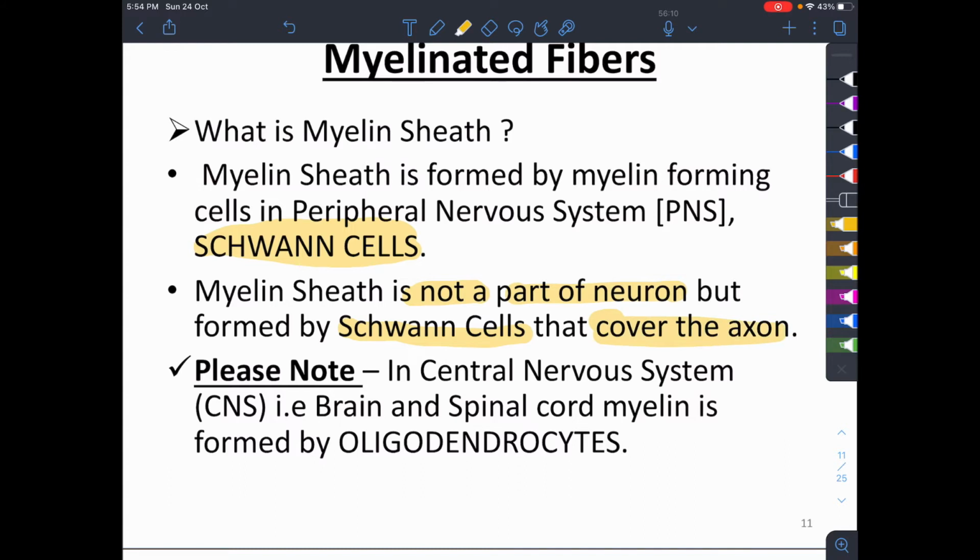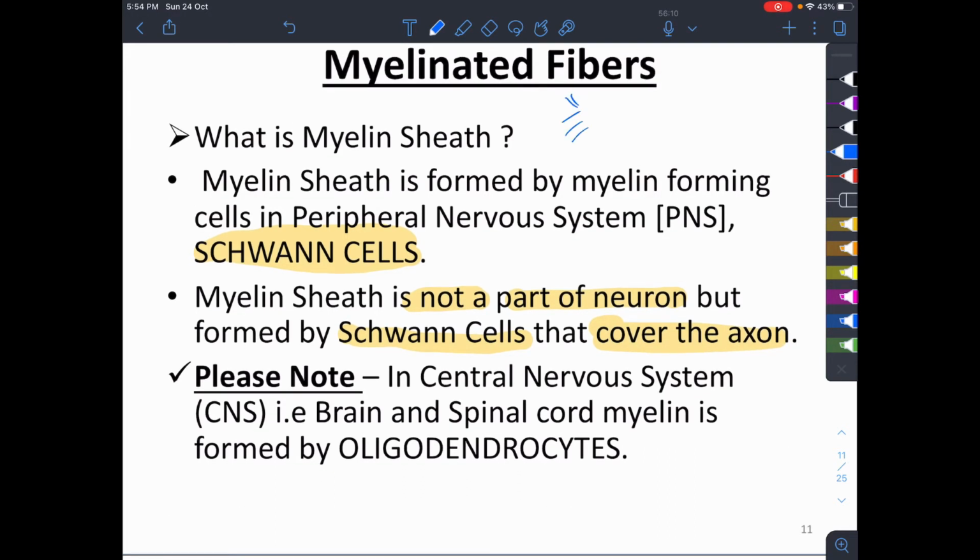It covers the axon. يعني أنا عندي هنا dendrites هنا السيل بادي هنا الأكسون تمام. المايلين شيث هنا عندي شوان سيل تيجي تلتف حولها تسبب لي مايلين شيث. It forms the myelin sheath. مين؟ الشوان سيل. هذا وين؟ in the peripheral nervous system.